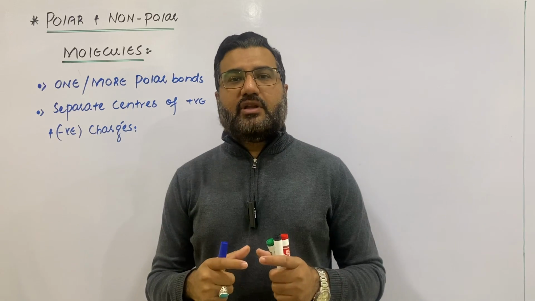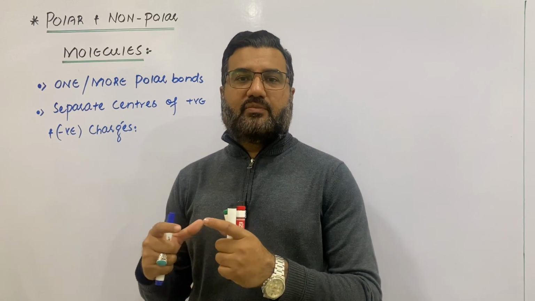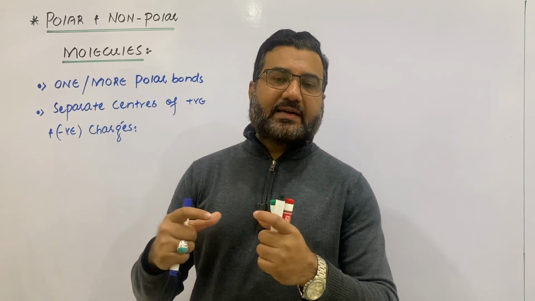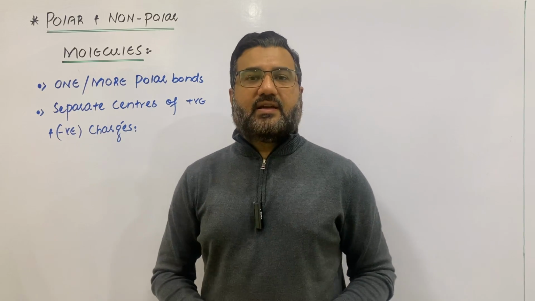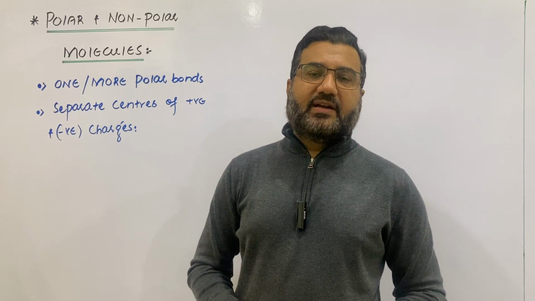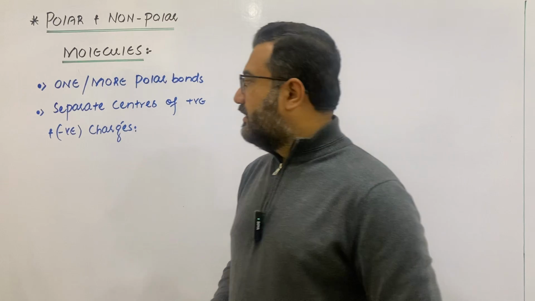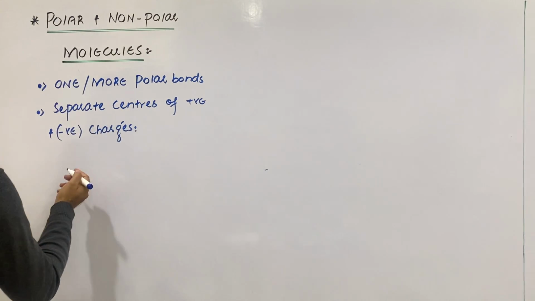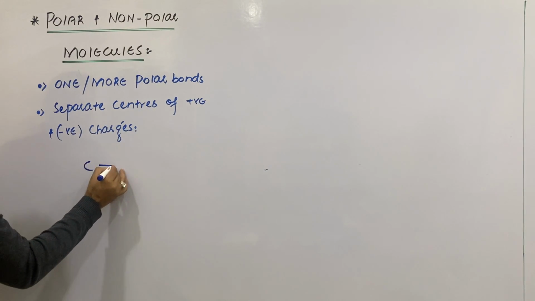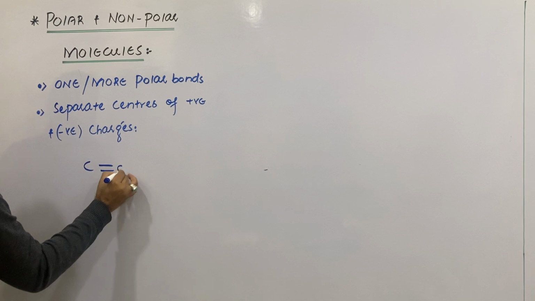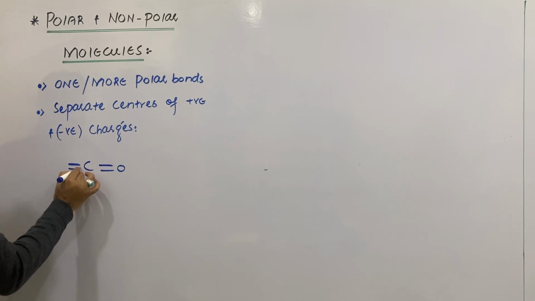So a polar molecule has one or more polar bonds and its bonds are directed in such a way that the centers for the positive and negative charges are different. Now let us see some examples. For example, we have a molecule of carbon dioxide.